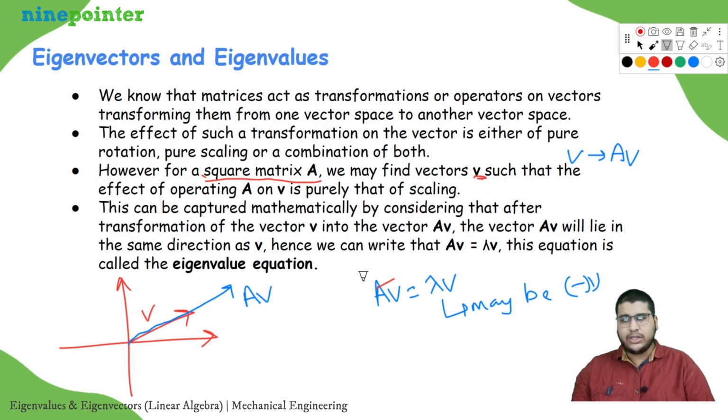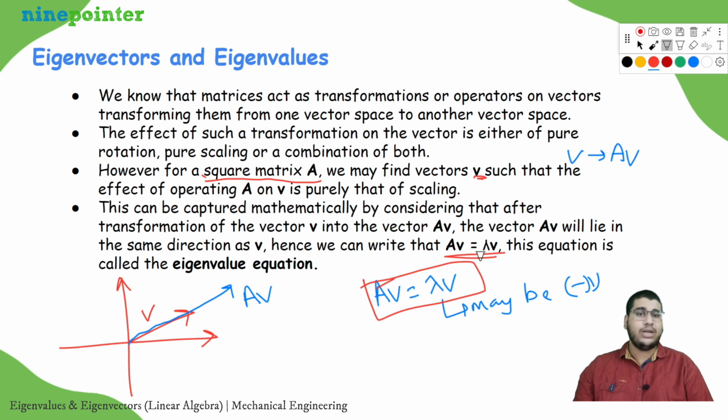So this equation here, AV equal to lambda V, is called the eigenvalue equation, right? All this says is that there may be vectors V that upon being operated by A get transformed into a vector W. That W will be along V and that W can be written as lambda V.